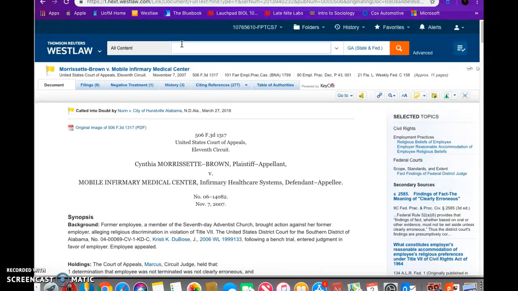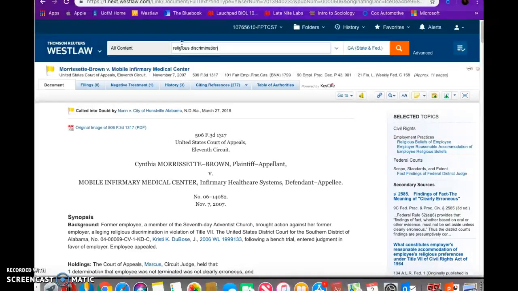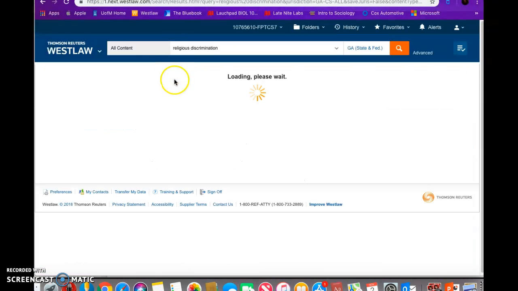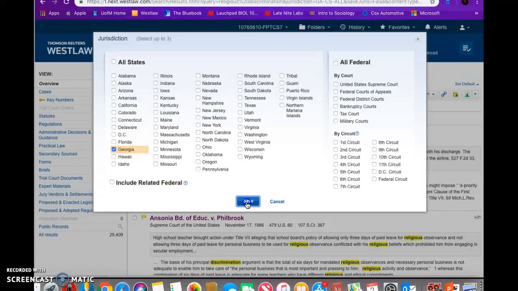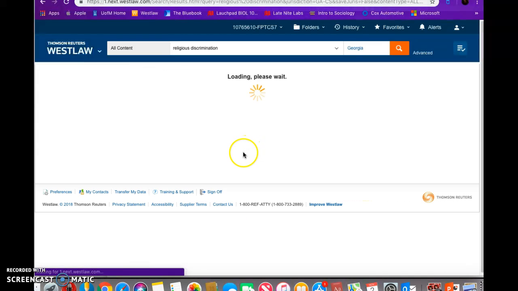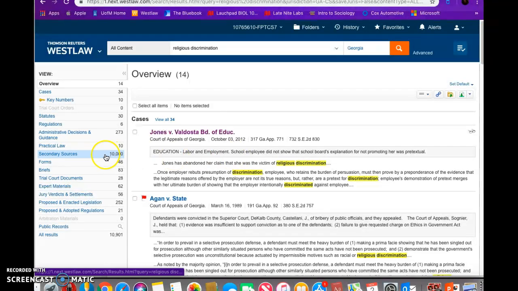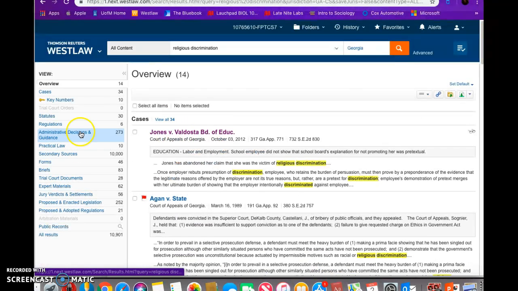let's see, I think it was religious discrimination. Okay, I'm sorry. I have to uncheck federal. Let me go in and uncheck federal. All right, search just for the state of Georgia. Okay, I've gone through a lot of cases. It's only 34 cases for religious discrimination.